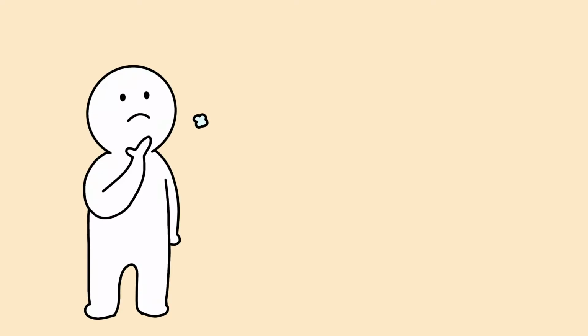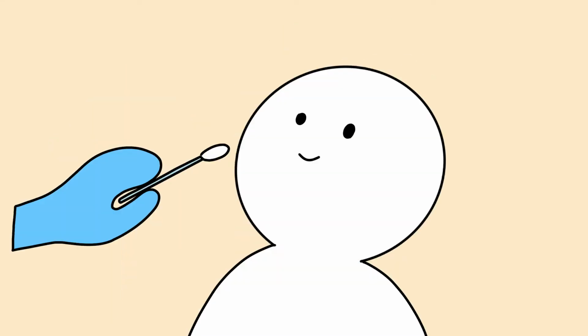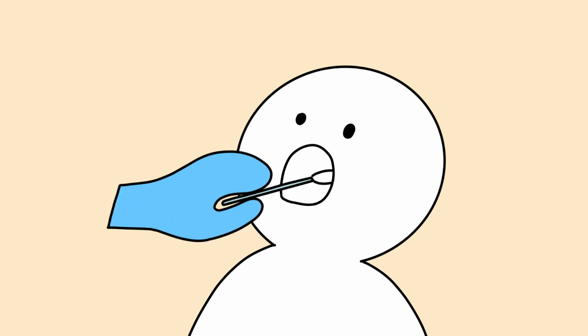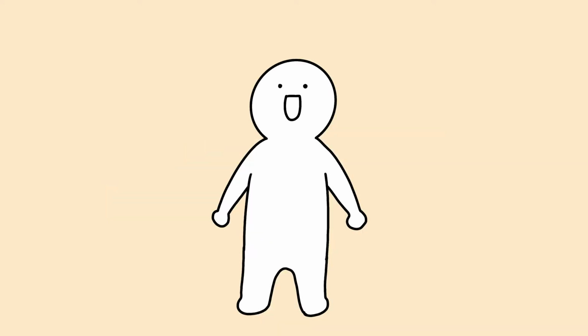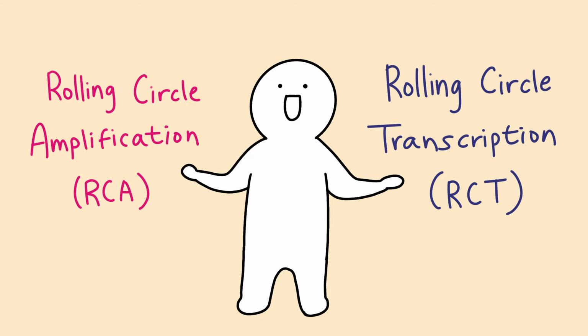When it comes to nucleic acid amplification, PCR is one of the most common processes. The COVID test, for example, uses PCR. But there are also other methods of amplification that are promising yet not as well known, such as rolling circle amplification, RCA, and rolling circle transcription, RCT.